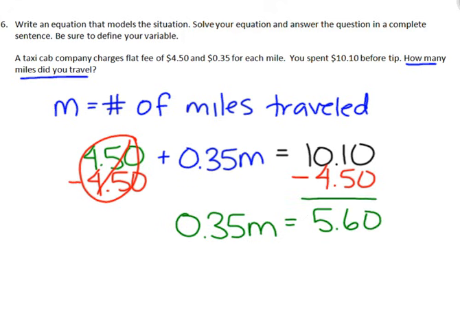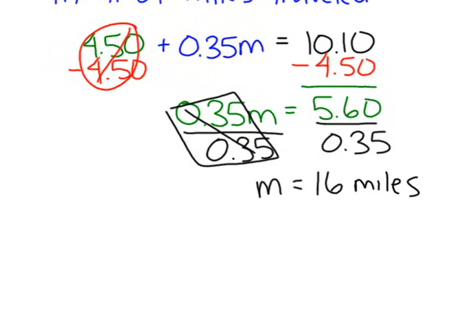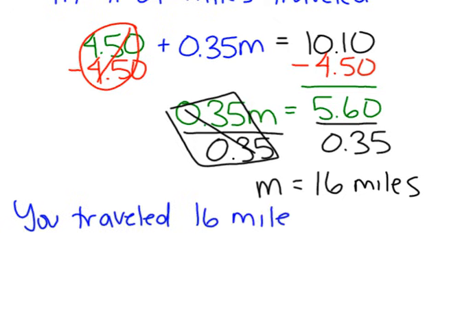Okay, last step, we're going to divide by 35 cents on each side. So this is going to simplify down to 1, or just m. And then when we divide $5.60 by 35 cents, you're going to get 16. M was number of miles, so we're going to add on 16 miles. So final statement, we can just say you traveled 16 miles.